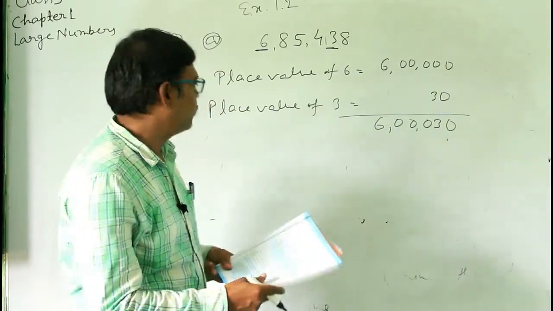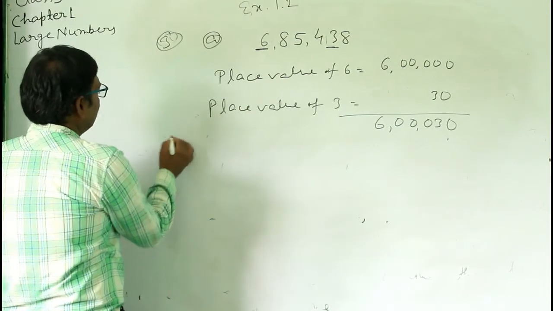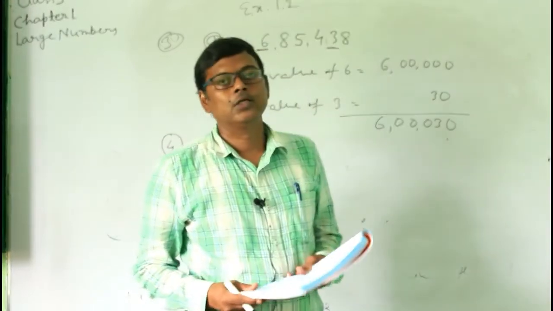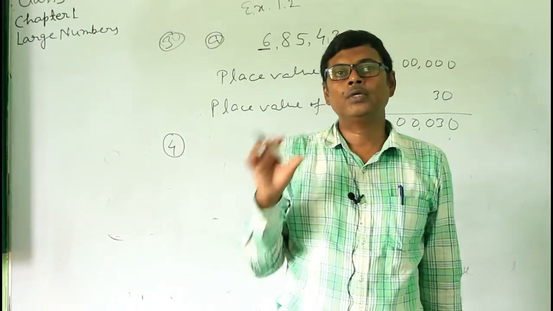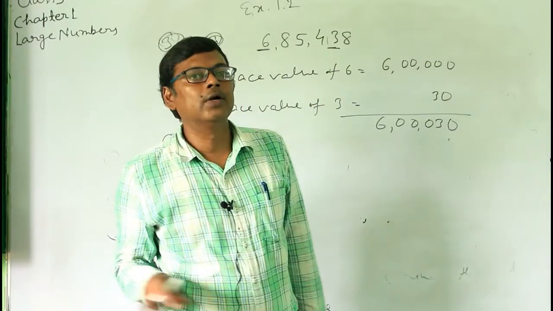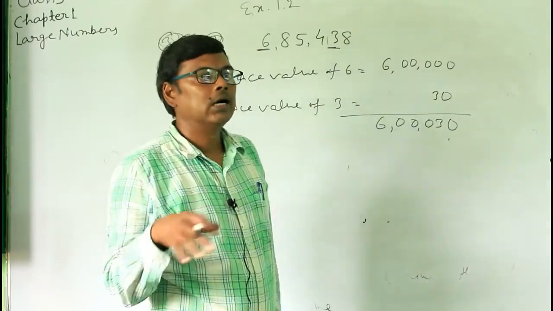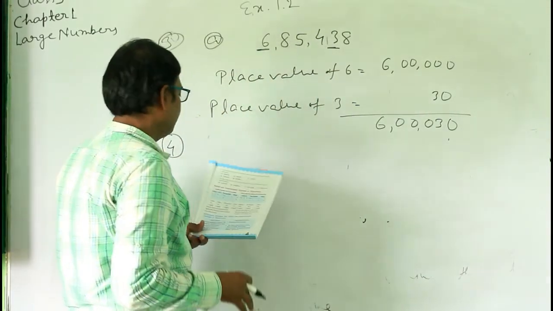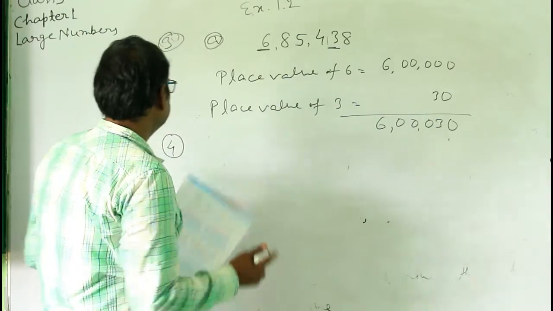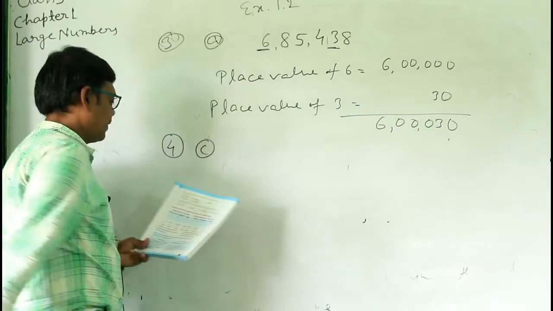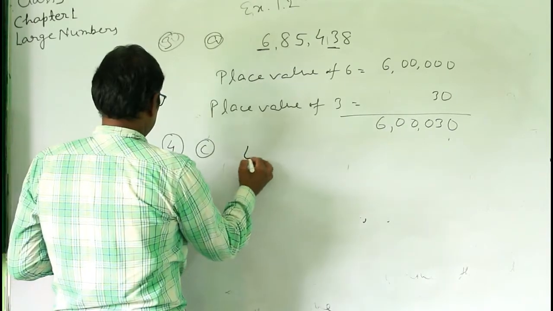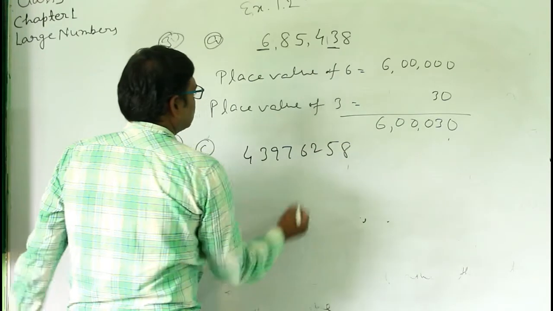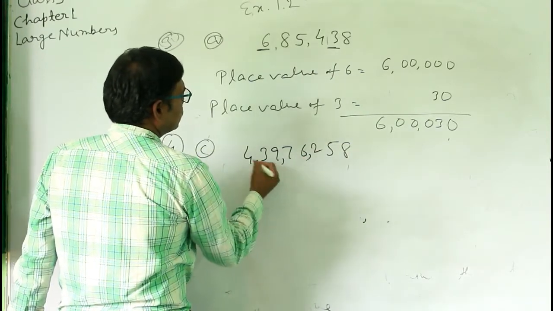Then the next, question number 4, we have to find the difference of the place values. Again, it is simple here. You will first find the place value of each colored digit and then find their difference. Difference means you will subtract the smaller number from the larger number. In this case, I will take the question, suppose 4C. In this you have the number 4397625. So actually put the commas here in this case. So you have this number.